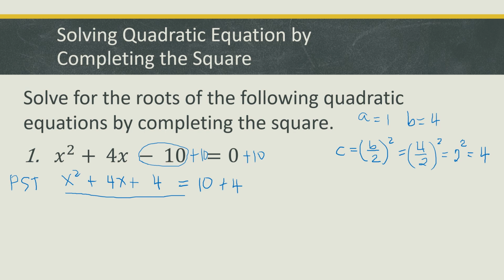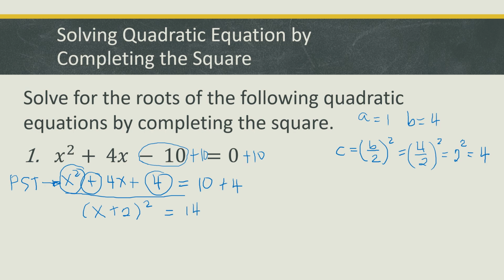Take note, what we do on the left side of the equal sign is the same thing that we are going to do on the other side, for the rule of equality. So in this case, we now have the perfect square trinomial. With that, we can have a square of a binomial. We get the square root of the first term, x squared, which is x, and the square root of the last term, which is 2. And since the middle term is positive, we will use positive. And 10 plus 4 is 14.